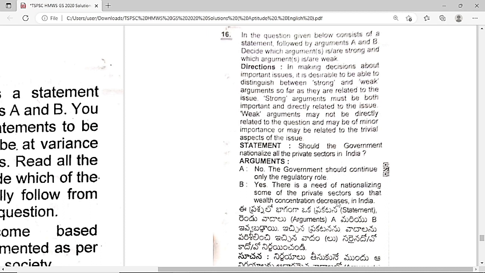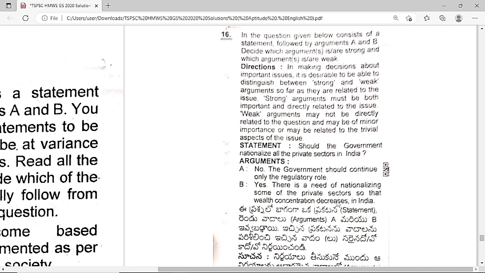So finally I can say, should the government nationalize all the private sectors in India? No, the government should continue only the regulatory role. Yes means there is a need of nationalizing some of the private sectors so that the wealth concentration is going to decrease in India.